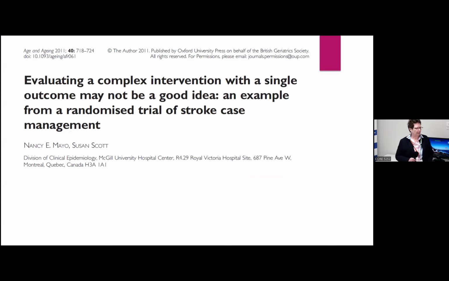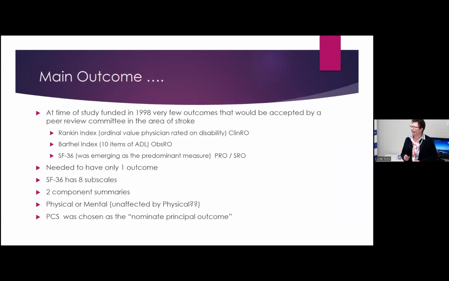So we wrote another paper saying evaluating a complex intervention with a single outcome may not be a good idea. And this was the example from stroke case management. At the time of the study, there were very few outcomes that would have been accepted in a stroke trial. We needed to have only one. So we had to get away from these basic functional scales. So we went to the SF-36, which was emerging as the priority measure, but it has 8 subscales. You can't have 8. It has 2 component summaries. You can't have 2. You had to have 1. You flip a coin.